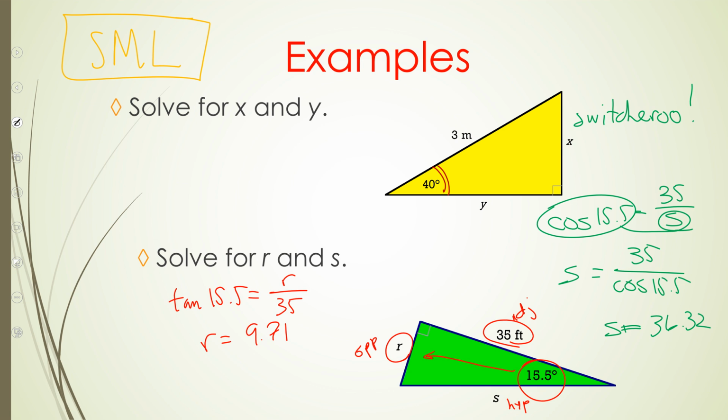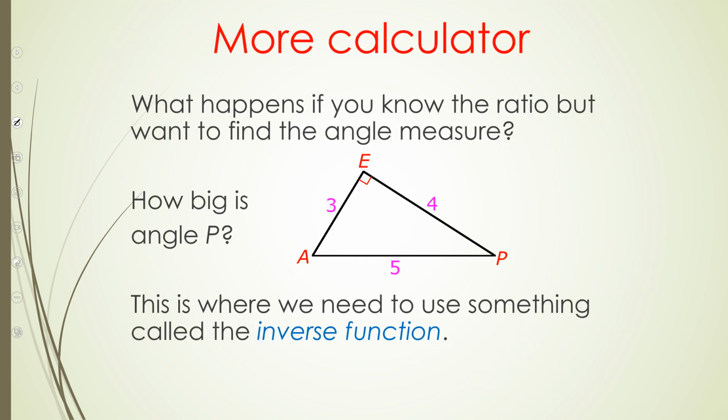Okay? We're good? All right. Now, we get into the fun part. One thing we haven't addressed is, what if I want to know the angle measures? So the first couple examples we did, and everything that we set up so far, was predicated under the idea that we knew how big the angle measures are. But now I have this 3, 4, 5 triangle, and I want to know how big the angle is. In order to do that, we're going to use something called an inverse function.